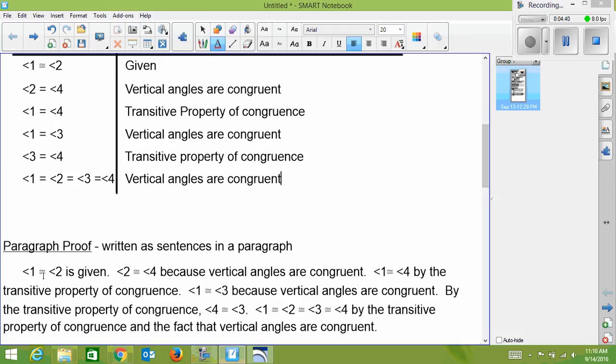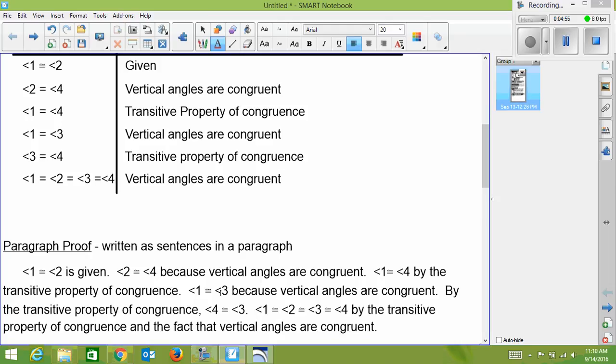So angle 1 is congruent to angle 2, that's given. Angle 2 is congruent to angle 4 because vertical angles are congruent. You see it's the same information. Angle 1 is congruent to angle 4 by the transitive property of congruence. So it's the same set of steps here. This step right here is next.